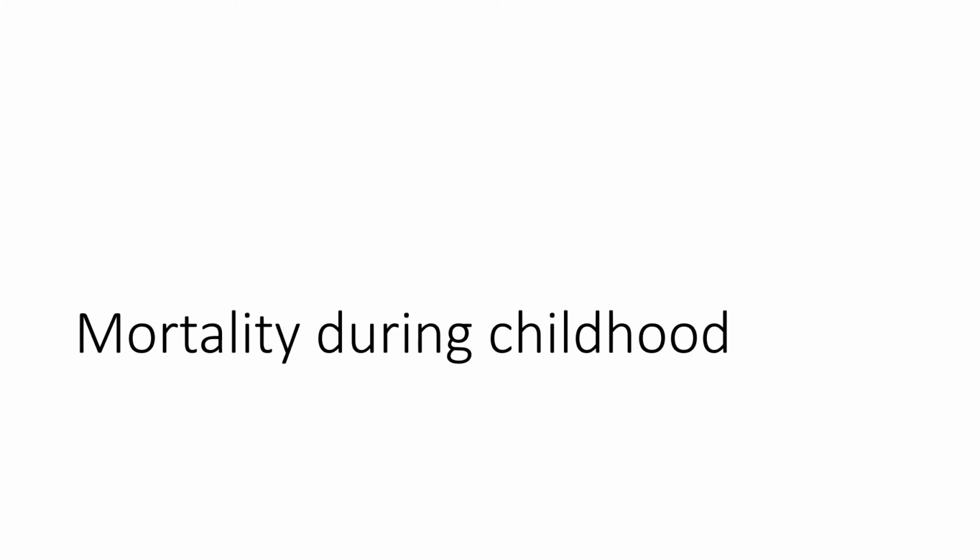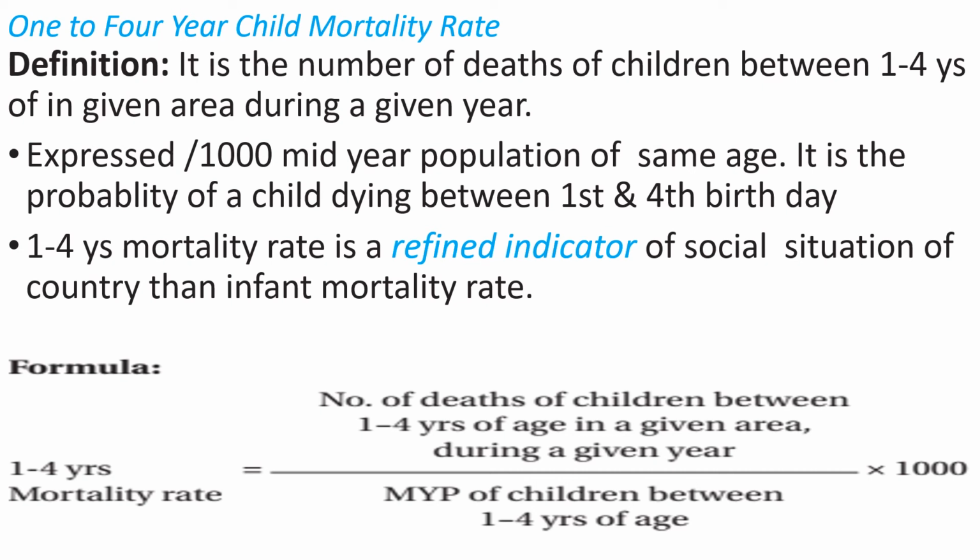Mortality during childhood. The 1 to 4 year child mortality rate is defined as the number of deaths of children between 1 to 4 years of age in a given area during a given year, expressed per 1,000 mid-year population of the same age. It is the probability of a child dying between the first and fourth birthday. The 1 to 4 year mortality rate is a more refined indicator of the social situation of a country than infant mortality, and here is the formula for it.